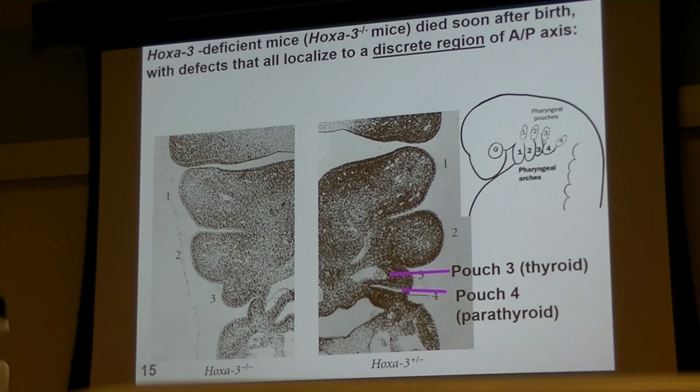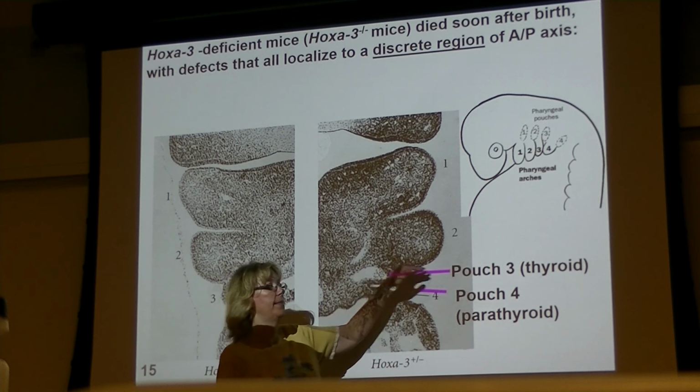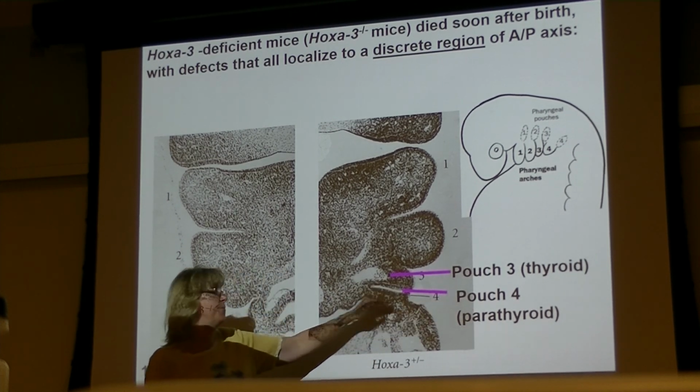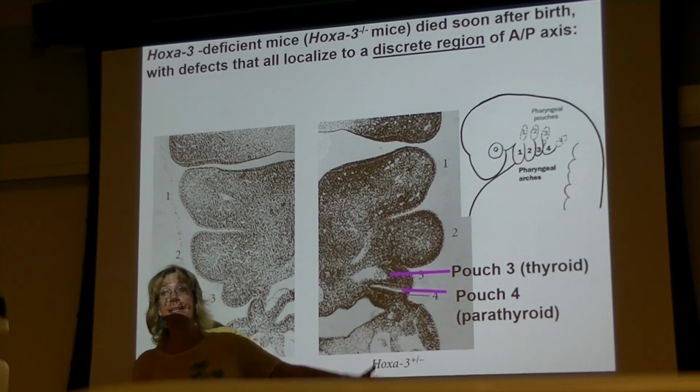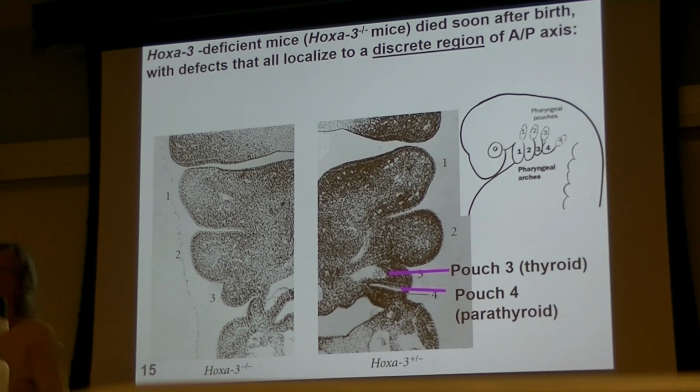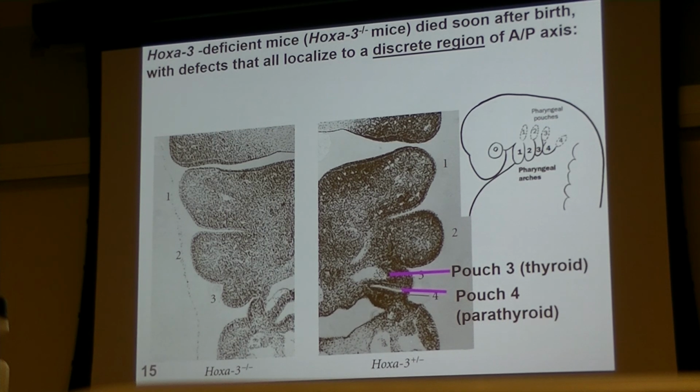These arches and pouches eventually down the line form very specific things for the adult organism. For example, pouch 3 here is going to become the thyroid gland, and pouch 4 becomes the parathyroid gland. And these are just 2 structures in the endocrine system that you typically find in this particular area of the individual.